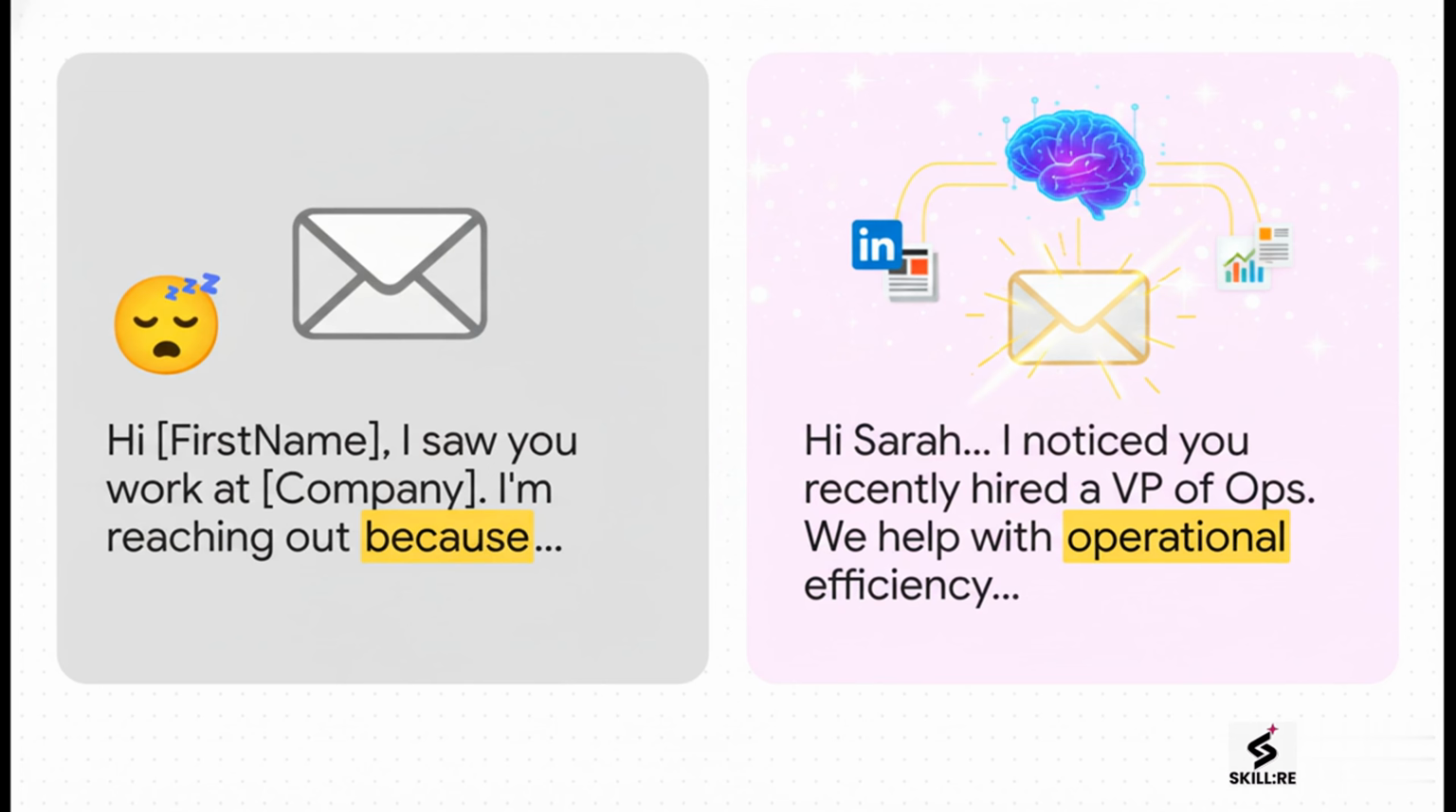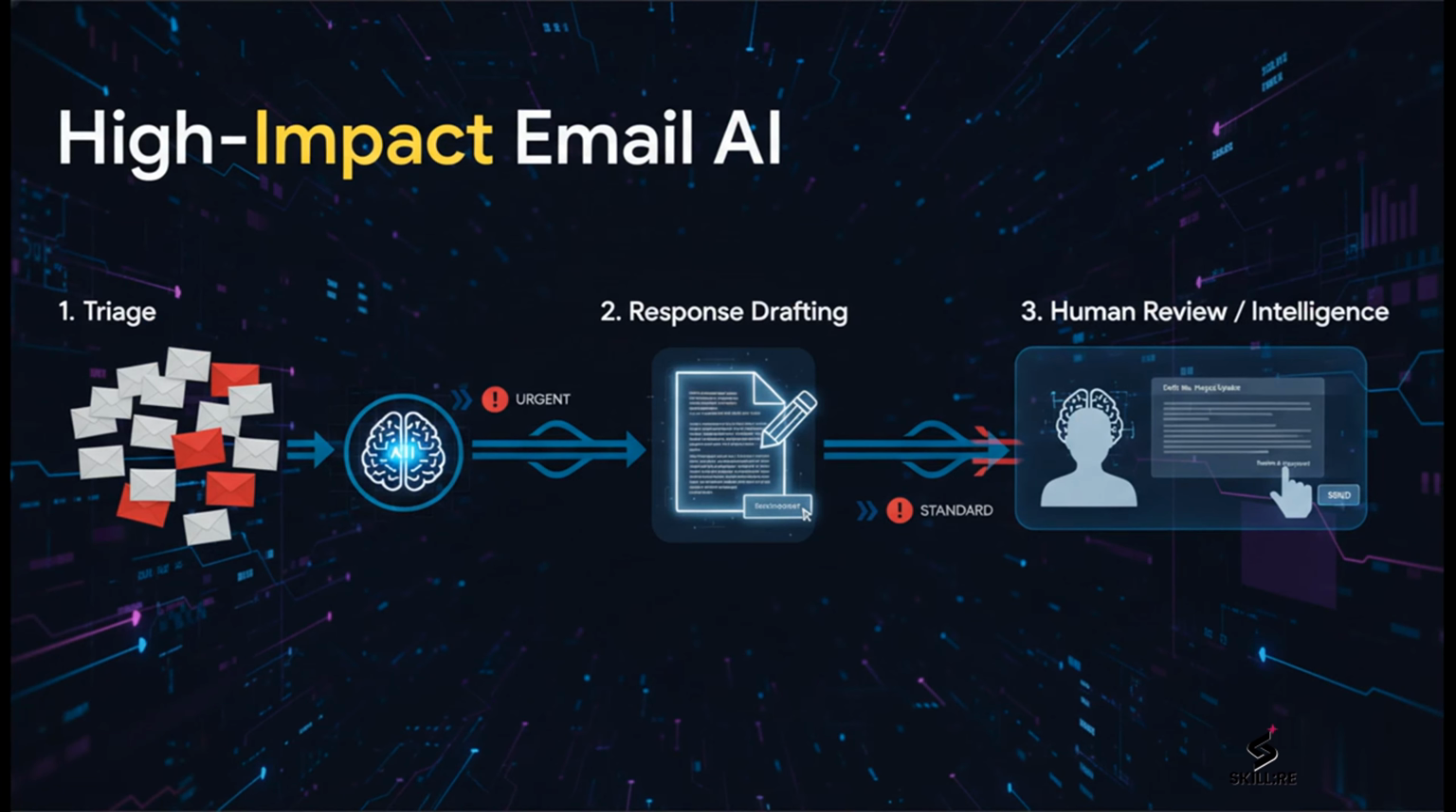It's relevant. An AI can scan a person's LinkedIn profile or recent news about their company and just weave that little detail into your email. It turns a totally cold outreach into a much warmer conversation. And beyond just outreach, AI can basically act like your team's personal assistant for your inbox. It can sort through support tickets and flag the urgent ones.